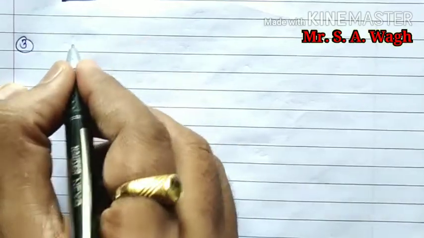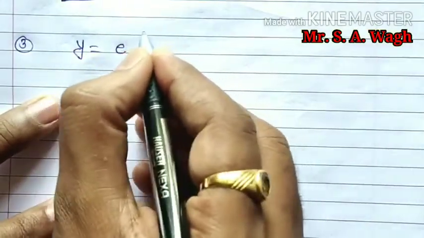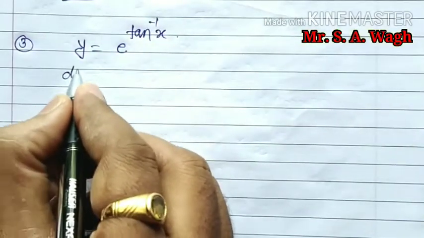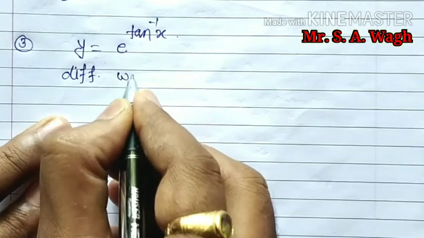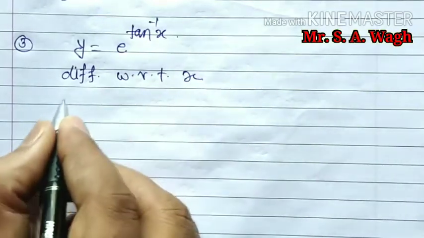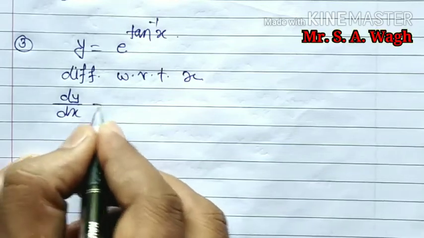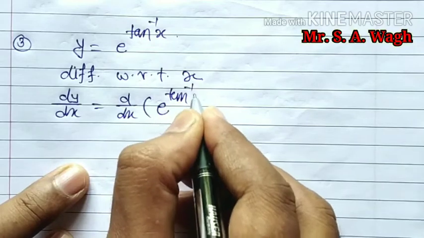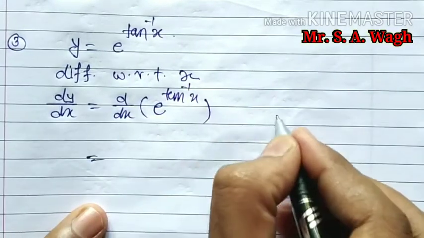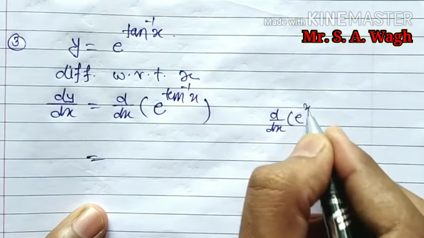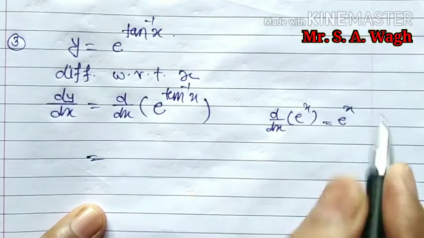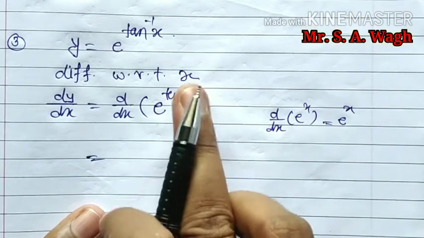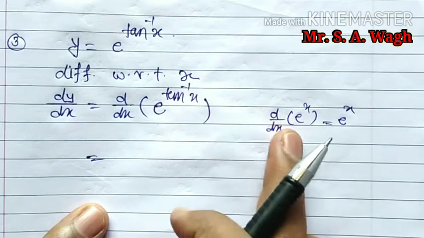Third one, suppose y is equal to e to the power tan inverse x. If you differentiate this with respect to x, we have dy by dx, and this is d by dx of e to the power tan inverse x. But we know that the derivative of e to the power x is e to the power x, and here e to the power tan inverse x is a composition of an exponential function and an inverse function. So we consider tan inverse x as x and apply this formula.